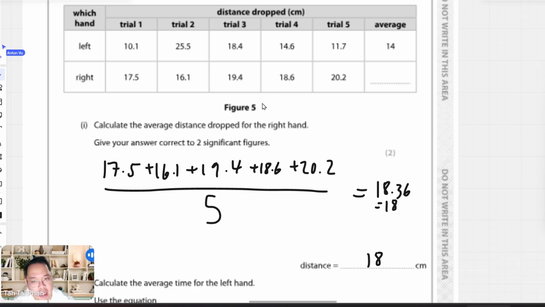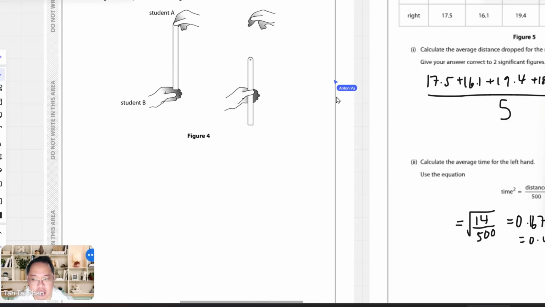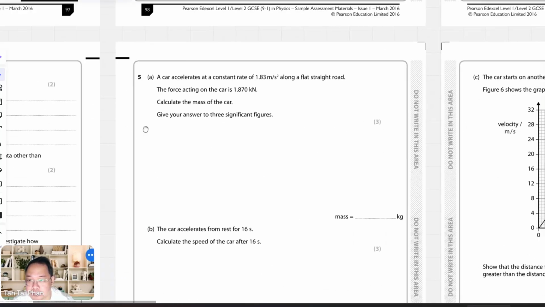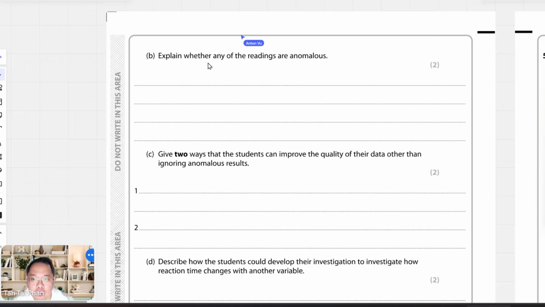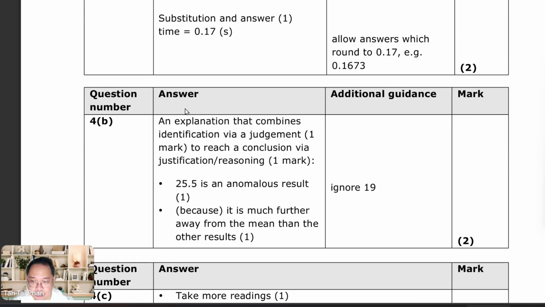And for the right hand, the values are close to the average 18, so the right hand is unlikely to have anomalous values. So that is our answer. Whether any of the readings are anomalous, the reading of the left hand is likely to have one or even two anomalous values. Do I write trial 2 of the left hand? Yeah.